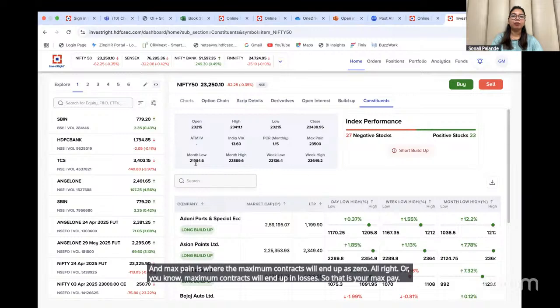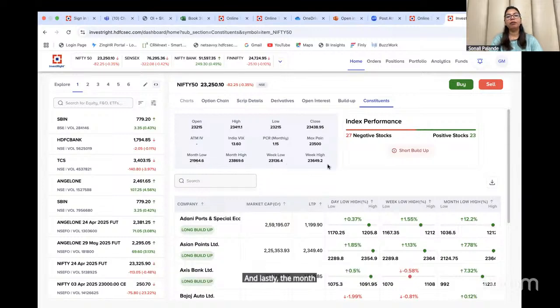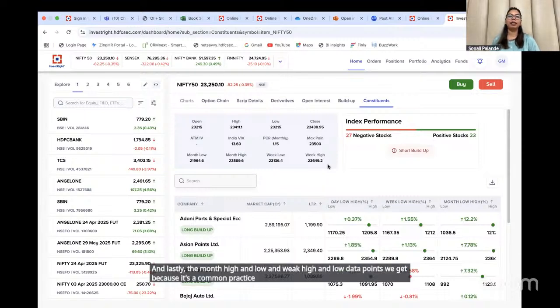And lastly, the month का high and low and week का high and low data points we get, because it's a common practice in the market that when the monthly high or low points are broken, it is considered as a breakout or a breakdown. When the weekly low and high points are broken, it is considered as a breakout or a breakdown. So traders try to capture that momentum.